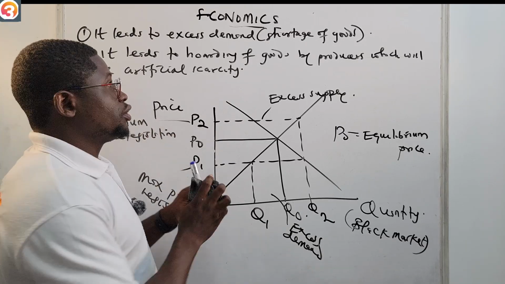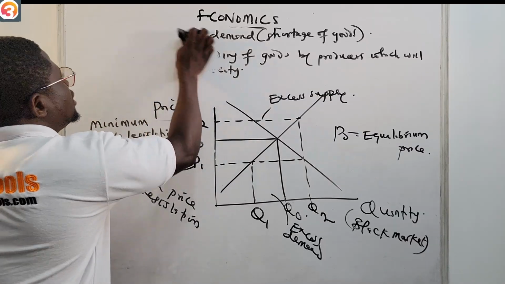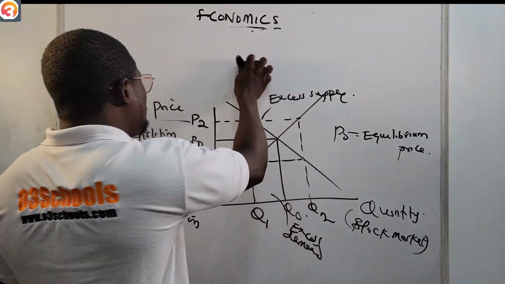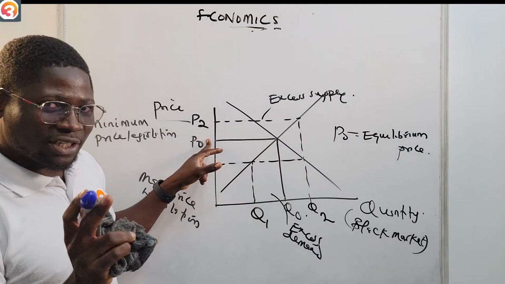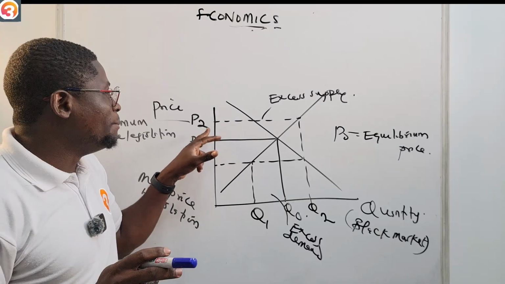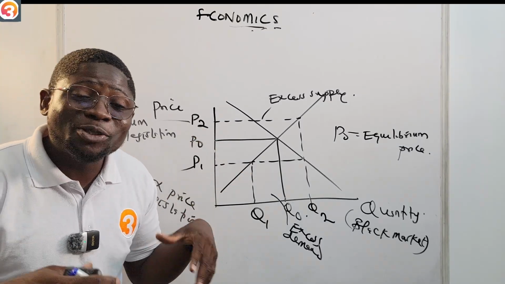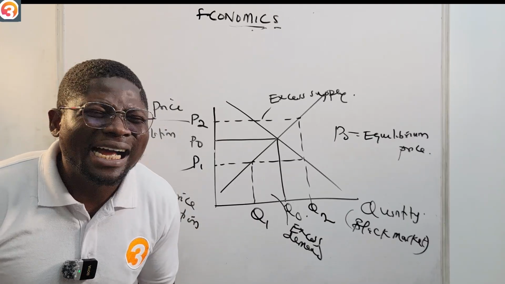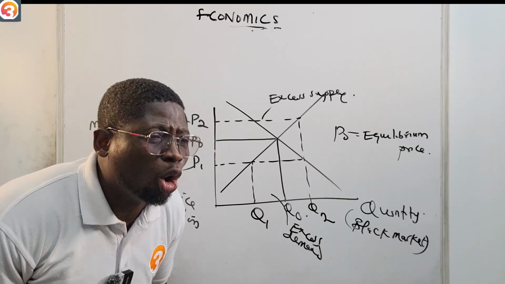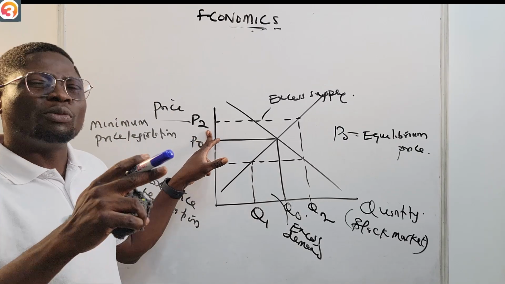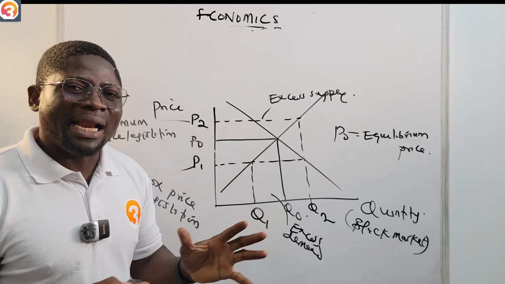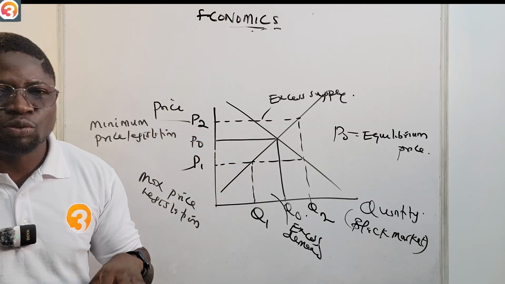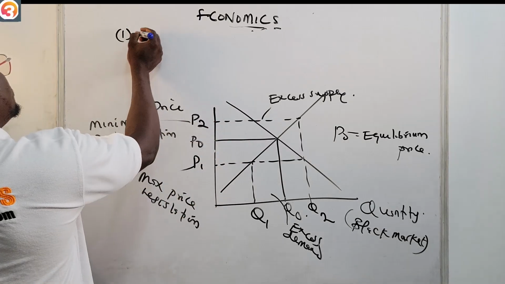Likewise, let us see the effects of minimum price legislation. One of them is that it leads to excess supply, as you can see very well here. In minimum price legislation, the price is set above the equilibrium price, so suppliers will be happy and will supply more. But we consumers will not be smiling much, because the price is becoming too much. So there will be a lot of supply, but demand will fall. For that reason, it will lead to excess supply. So one of the effects, number one, is excess supply.